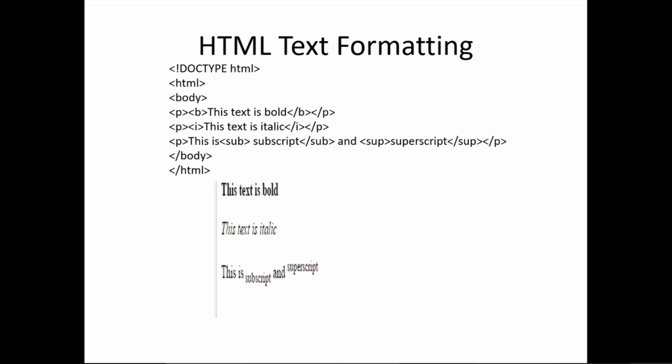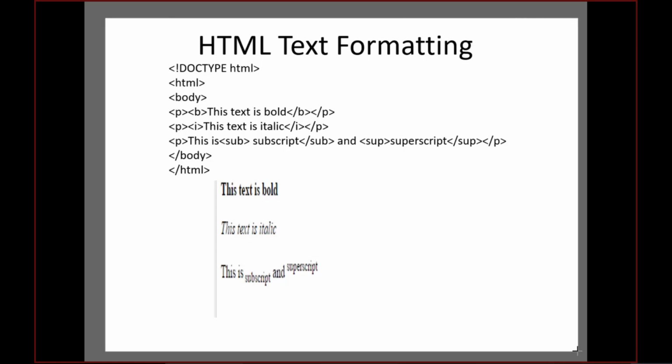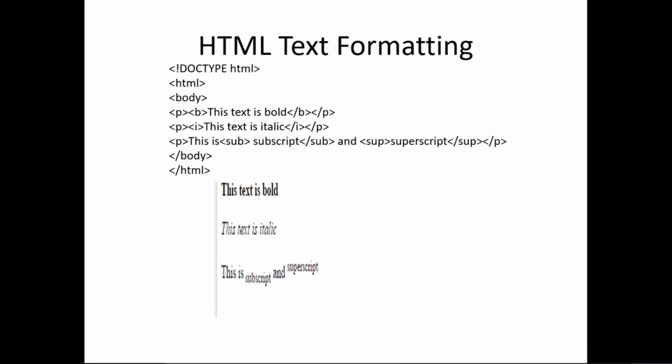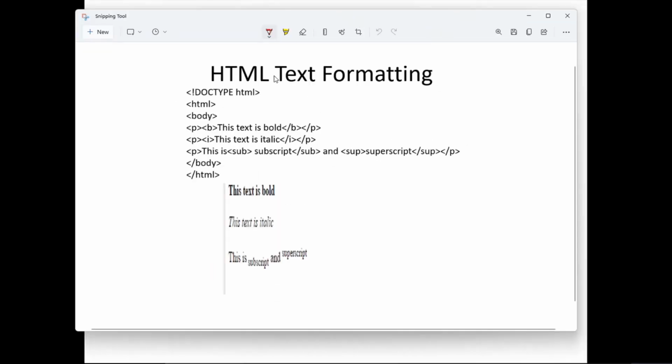So let's have certain examples of these tags. Here we have the body tag, and inside the body we are using the paragraph tag. Earlier we used only paragraph tags, but now we are enhancing it further. The paragraph tag is there, and after the paragraph tag we have the B tag, which signifies that this is the text to be written in bold.